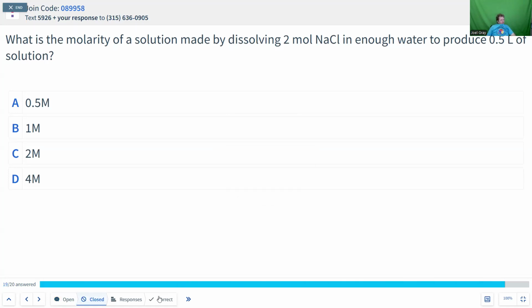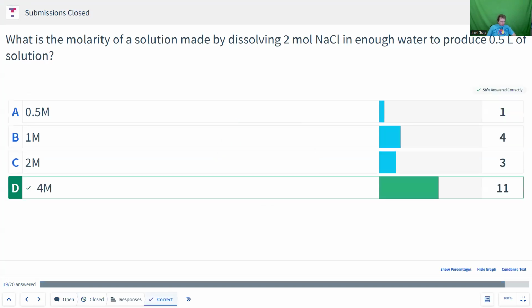Let's see what we got. We got 19 answers. 2 divided by 0.5 is 4. I'm going to plug this into my calculator, to make sure that I'm feeling good about that. 2 divided by 0.5, 4 is our correct answer. So the concentration of this: there's 2 moles per 0.5 liters.